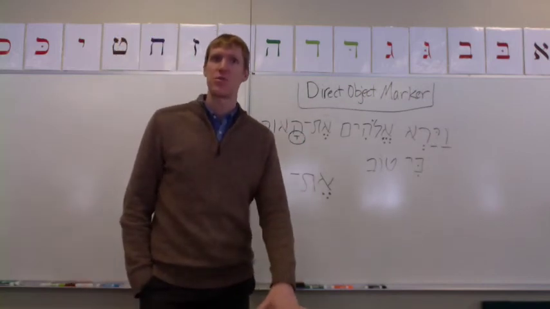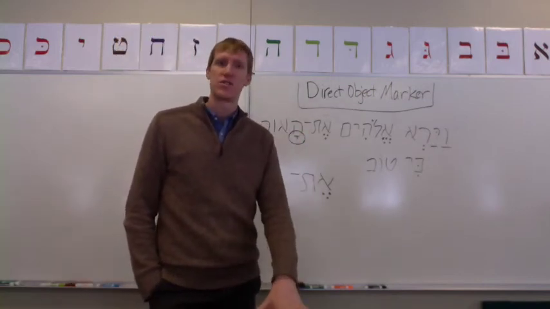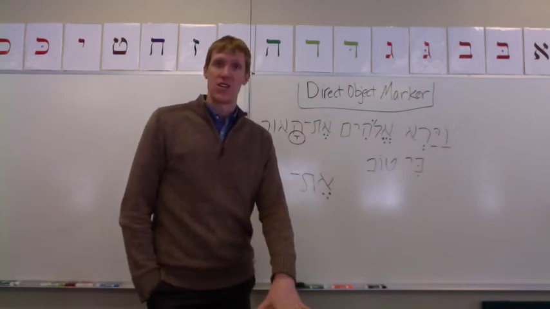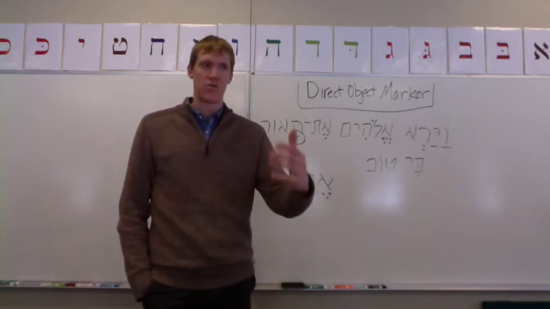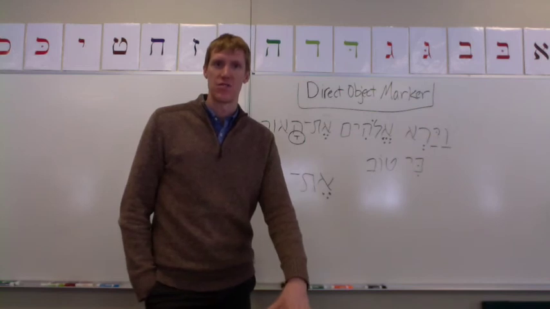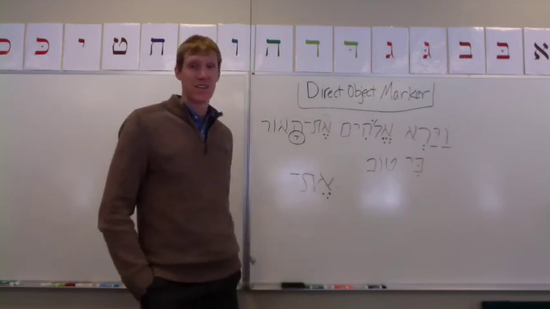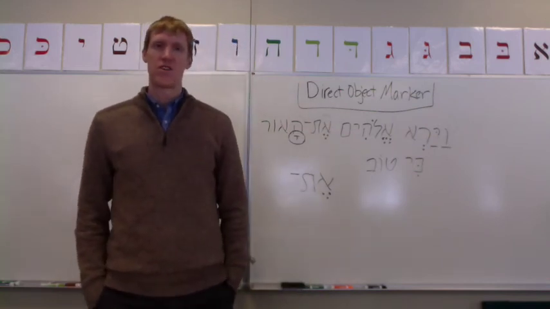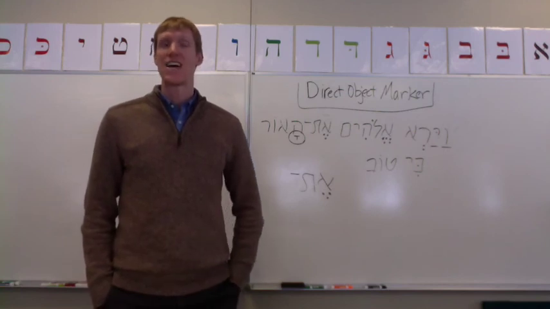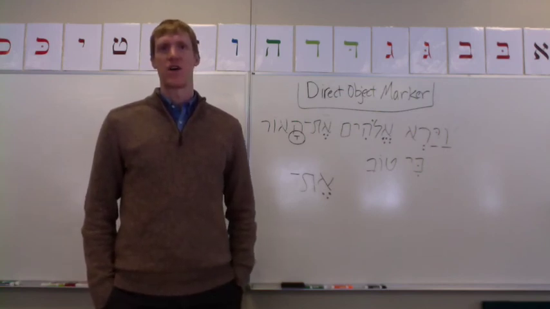But that's it. It's pretty simple, and you've already said it in a whole bunch of words and phrases that you've either memorized or we said all the time during the intensive. So this is now helping you make sense of and categorize your tacit knowledge of the direct object marker.